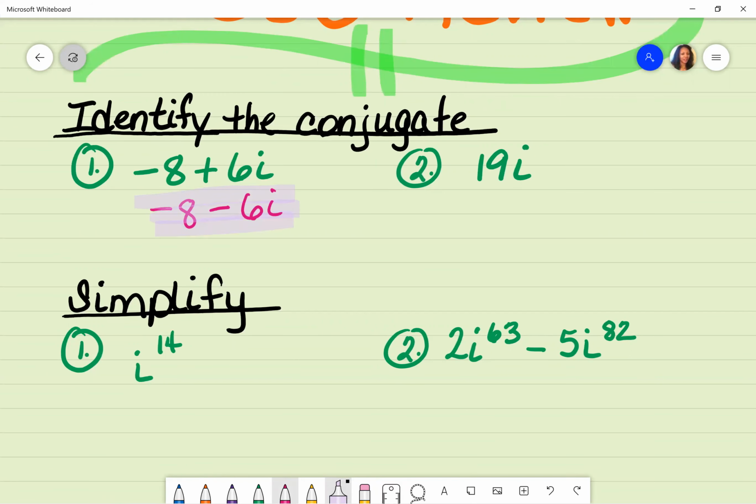If I go to the next one, I notice that I only have the imaginary part, so I just change the sign. That's it. Moving to the next section.